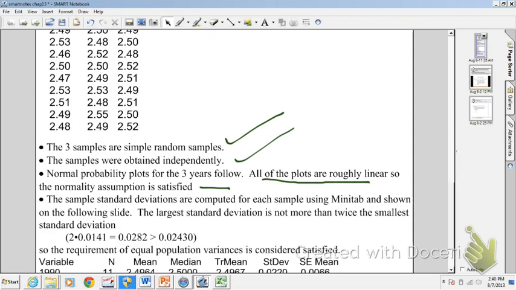We talked about the fact that we don't have Minitab during a test situation, so we would look at box plots to make sure there aren't any extreme outliers. The sample standard deviations are computed for each sample using Minitab, as I pasted below, and we test for that last constraint, that the population variances have to be equal. Instead, we see if the largest standard deviation is not more than twice the smallest standard deviation, and that's satisfied. So let me show you the output.